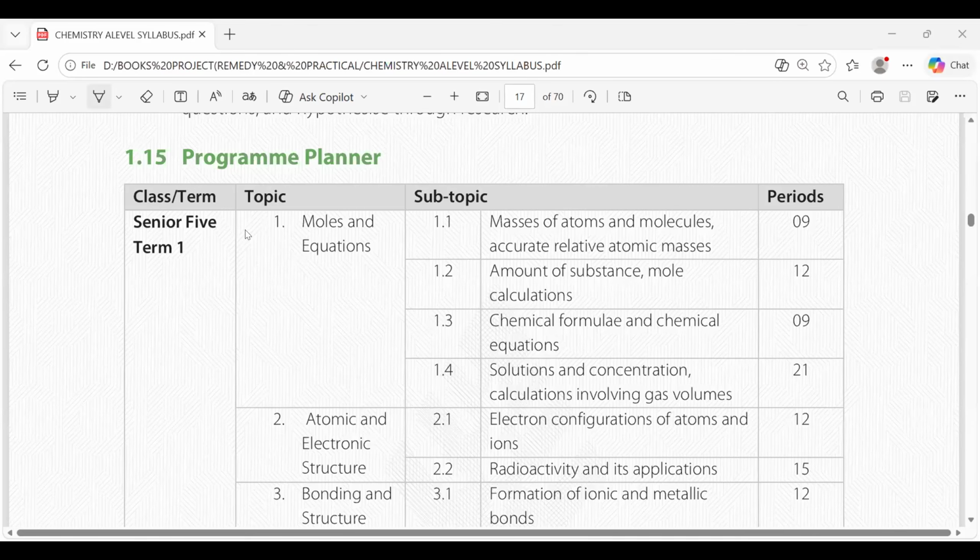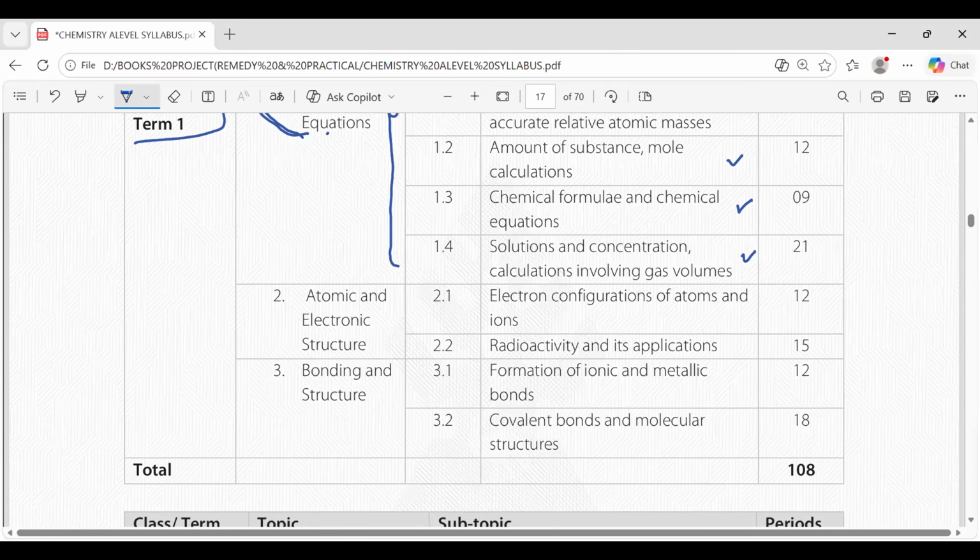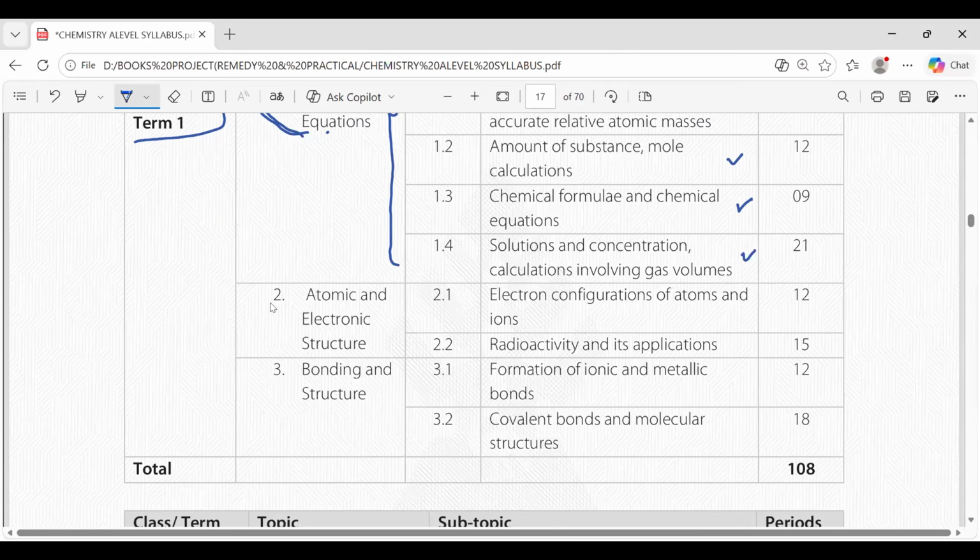Okay, so I want us to move together. When you look at this, here they are showing us what is supposed to be covered in Senior 5, Term 1. The first topic is moles and equation. Under this topic, there are a number of subtopics that we have. I believe you have already finished this because this was for Senior 5 Term 1. Let me move on. The second topic is atomic and electronic structure, with 2 subtopics, which I believe you also completed very well. So your work is to go back and do practice.